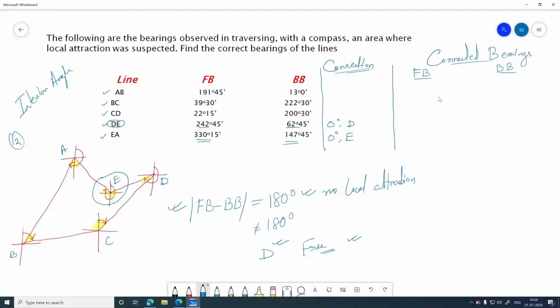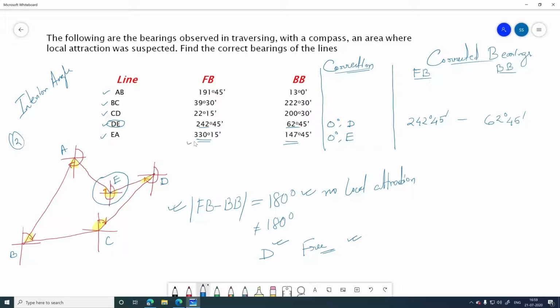Now let's write the corrected forebearing and back bearing for these two cases, what we have done just now. The corrected value of forebearing of D is 242 degree 45 minutes, and the back bearing is also correct, so 62 degree 45 minutes.